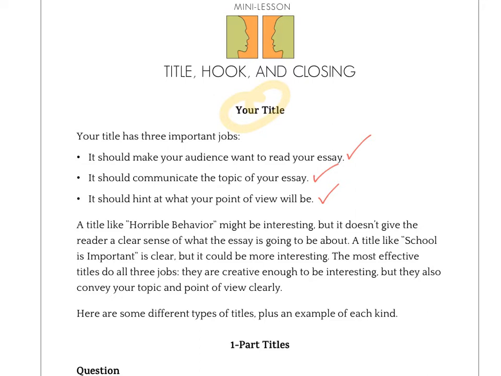So let's look at this. A title like "Horrible Behavior" might be interesting, but it doesn't give the reader a clear sense of what the essay is going to be about. Something like "School is Important" is clear because we know that it's about school and we know that it's important. The most effective titles do all 3 jobs. They are creative enough to be interesting, but they also convey your topic and your point of view clearly.